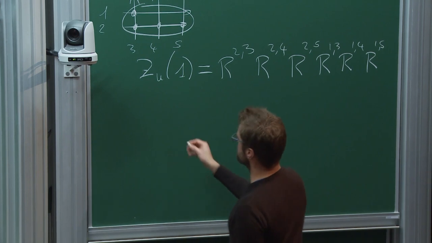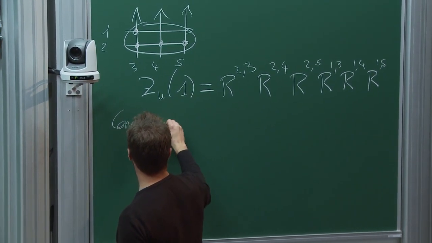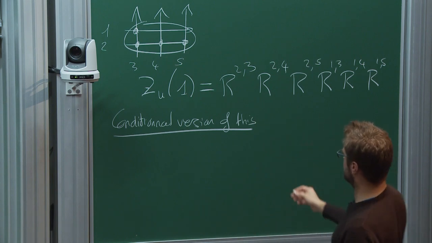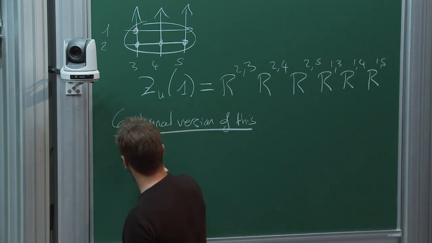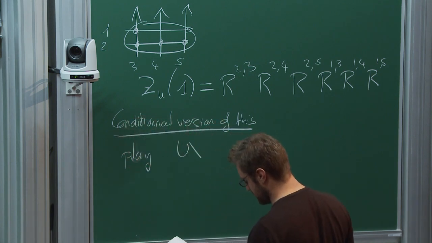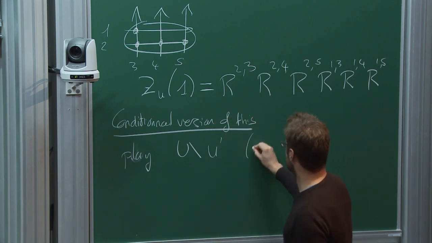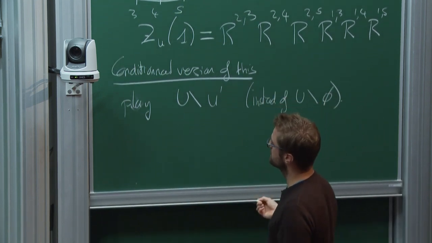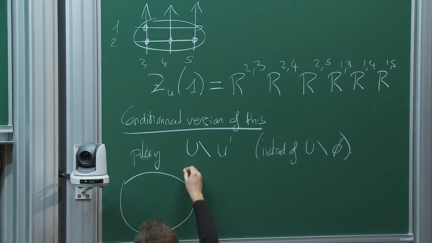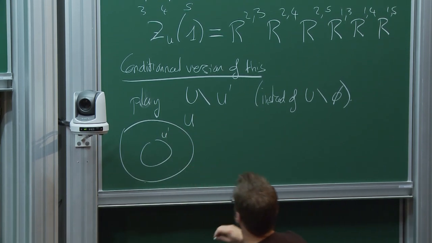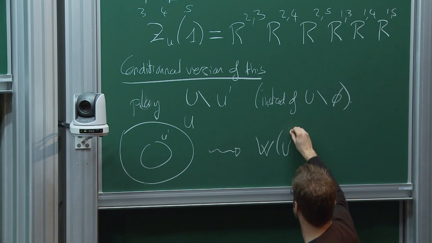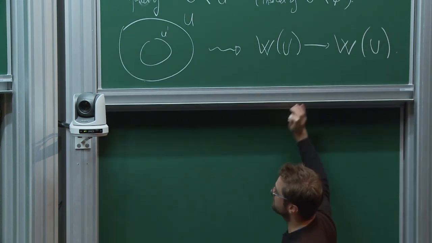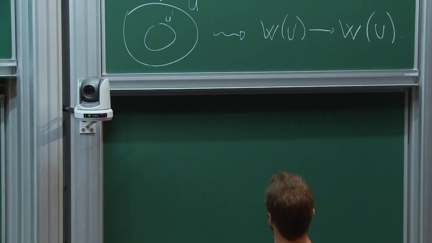But not only can you have this partition function, you have a conditional version of this. We'll play with U minus some other open subsets U prime instead of just this absolute version U minus empty sets. So here's how it works. Assume that you have a U and we have a subset U prime in it. We're going to associate to this a linear map from W of U prime to W of U. And here is how it works. And again, let me give an example.